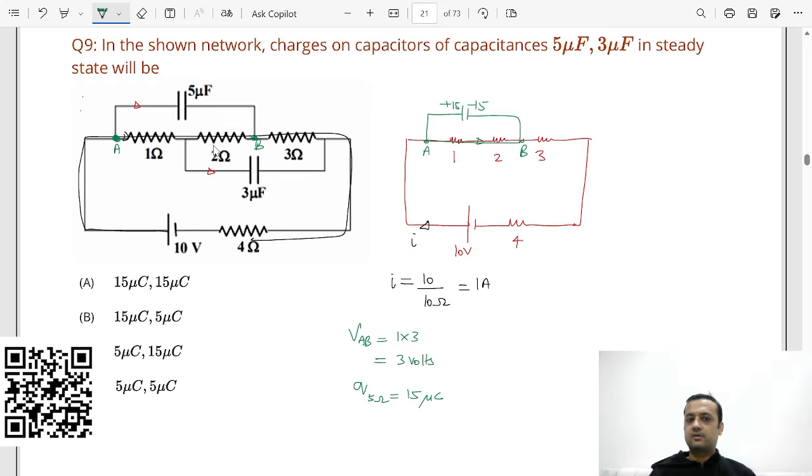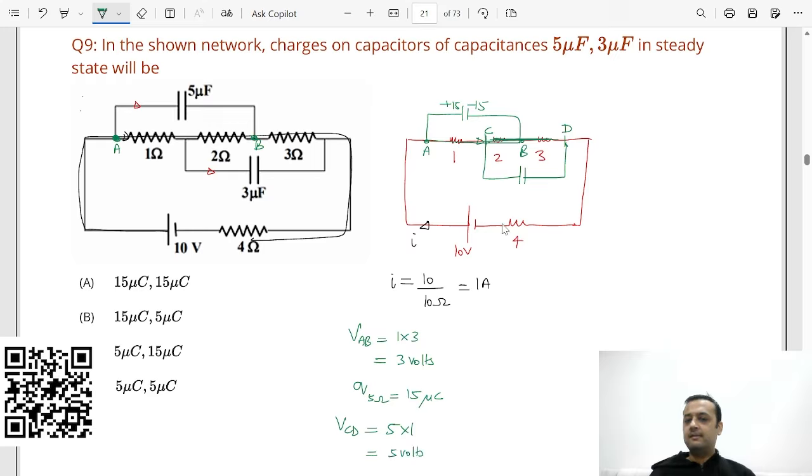Similarly, if you look at this 3 microfarad, between here, the current was 1 ampere. What is the potential difference between these 2 points, here and here? A current of 1 ampere is flowing through 5 ohms, since 2 plus 3 is 5. So the potential difference is 5 into 1, between these 2 points where the capacitor is connected. If I call this point C and this point D, VCD will be 5 into 1, so that will be 5 volts.